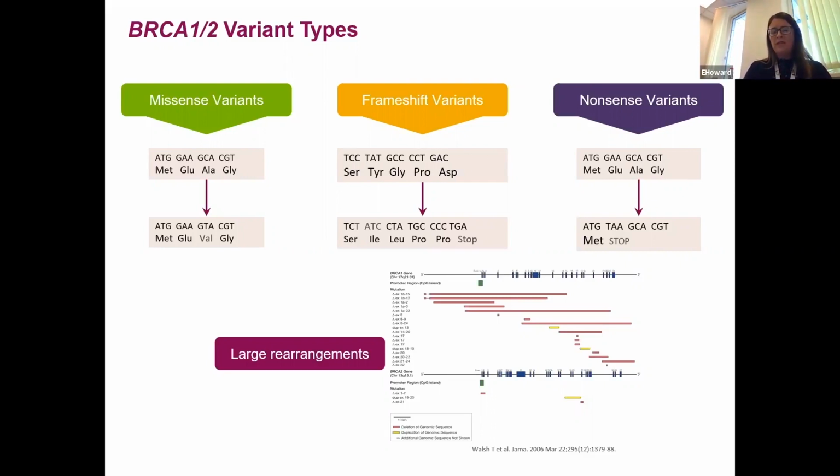Also, as I mentioned previously, we do also see large rearrangements in terms of deletions and duplications. These can also be single exon deletions and dupes too, or much larger throughout the entire gene.